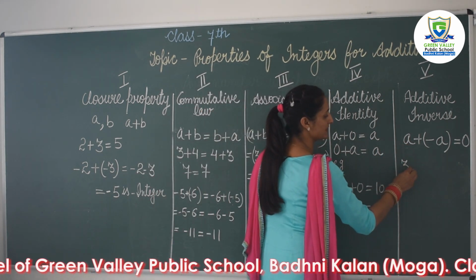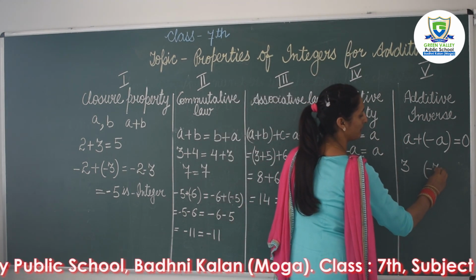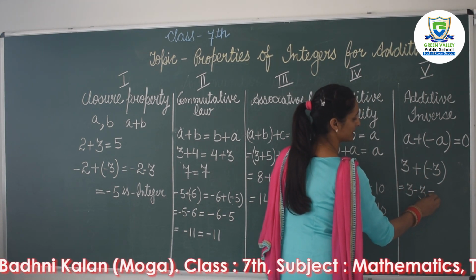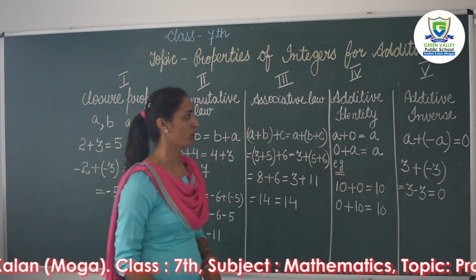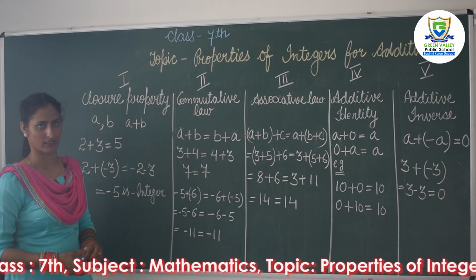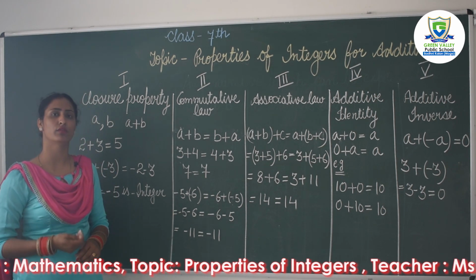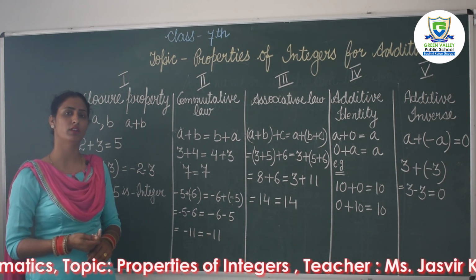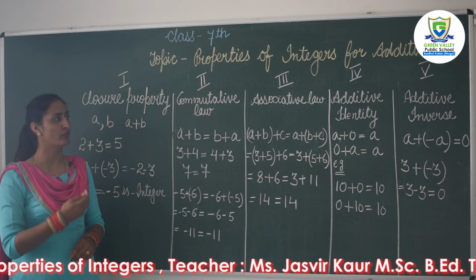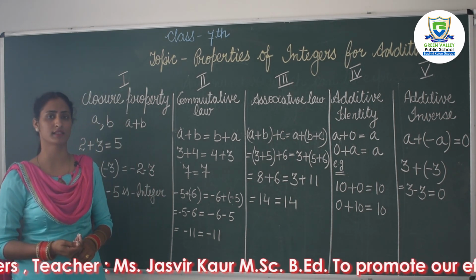Let us take the value of a is 3. The value of a is 3 and the negative of this will be minus 3. If you add these two, first of all merge the sign, then 3 minus 3 becomes 0. So additive inverse of an integer is negative of that integer. If you have the value 5 and you want to find the additive inverse of this value, then the additive inverse of 5 will be minus 5. If you have any value 7, then the additive inverse of that will be minus 7.